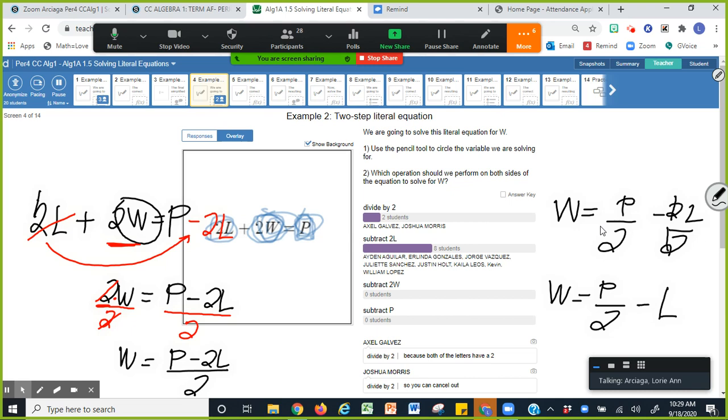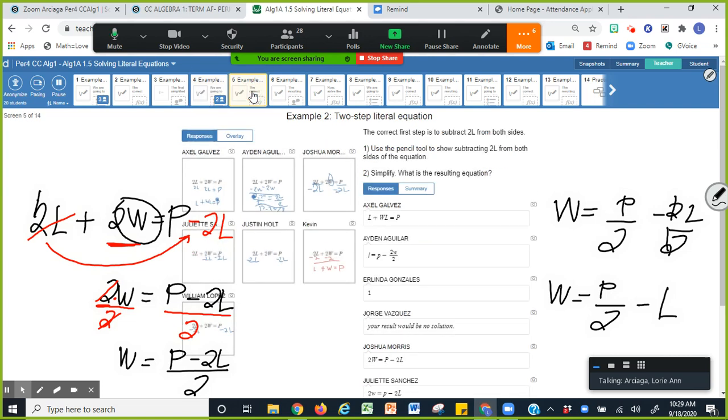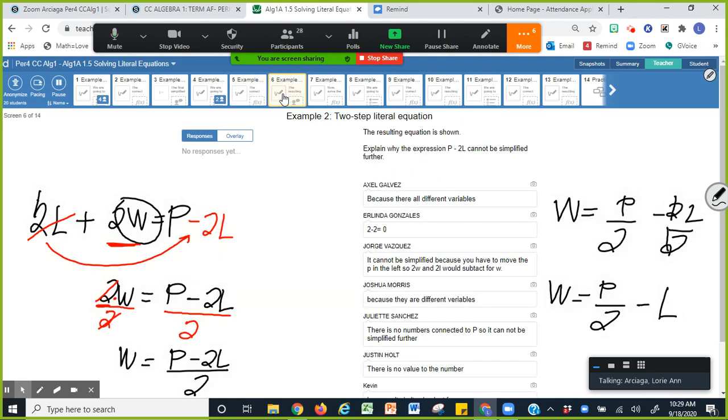All right, and I want to see who among you finished that last time. Let me go to responses. Yeah, okay, you circled that correctly. That's good. And then, yes, you subtracted 2L from both sides. Nice. And that's the one that had the explanation portion, right? So you didn't have to write anything.